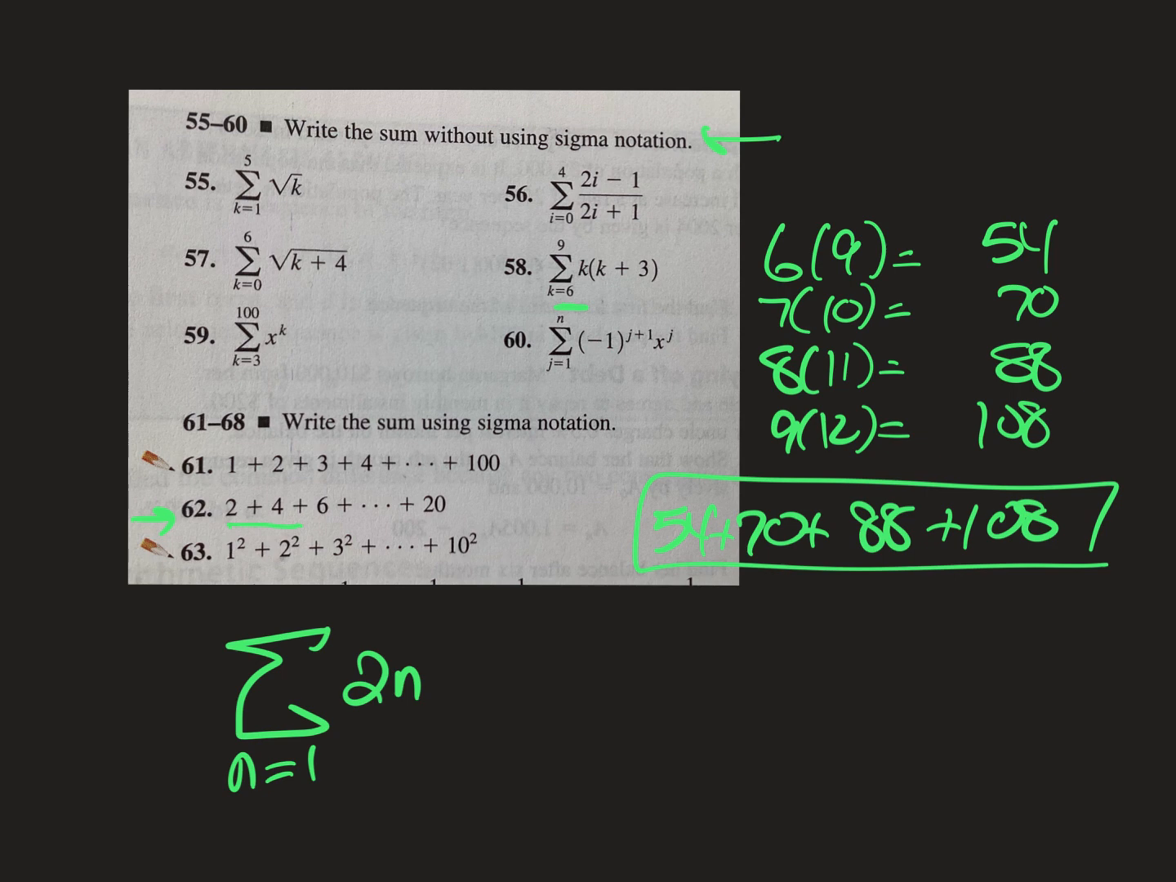Now you also have to figure out what goes on the top. The way you do that is look at the last number. It's going to be 20. So what does n need to be for you to get 20 for the last number? It needs to be 10. So that's the sigma for 62.